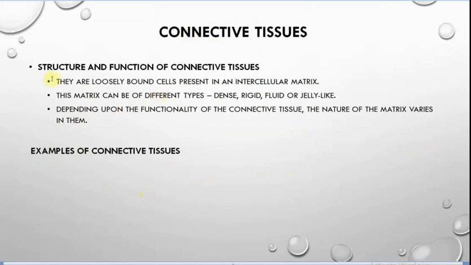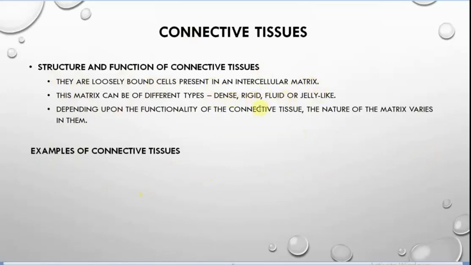So what are the structure and function of the connective tissue? They are loosely bound cells present in an intercellular matrix. The matrix can be of different types: dense, rigid, fluid, or jelly-like.